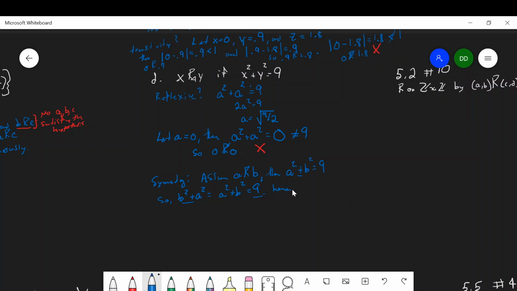Hence, b is related to a. So if a is related to b, then also b is related to a. So this one is definitely symmetric. All right, what about transitivity?